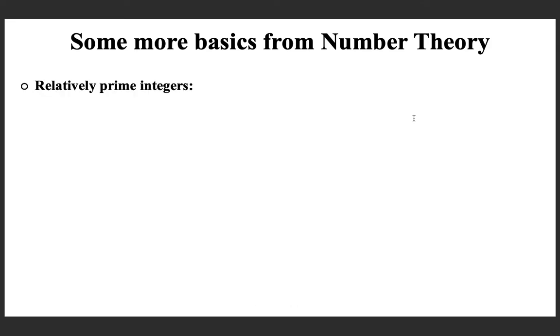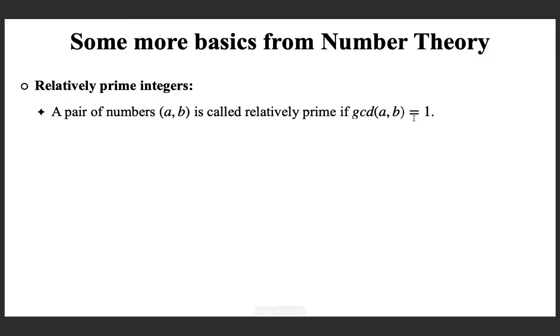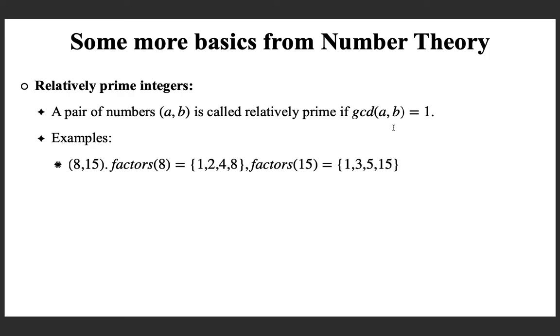Now we can see when two numbers are called relatively prime. A pair of numbers A, B is called relatively prime if their GCD is 1. The greatest common divisor is 1. We can see examples. If you look at 8 and 15, try to find the factors of 8 and then factors of 15. You can verify offline that these are the sets of factors. Now you can easily observe that their common factor is only 1.